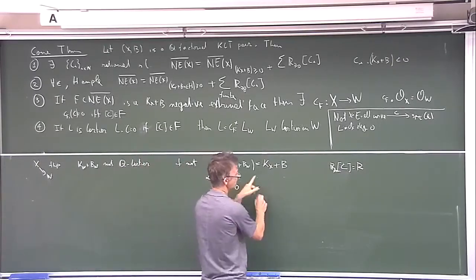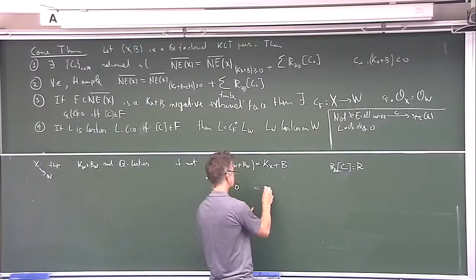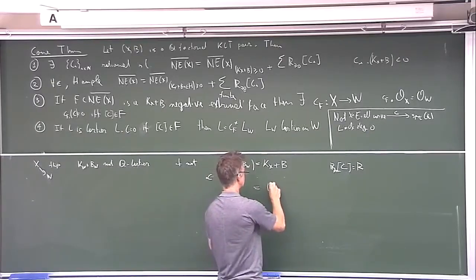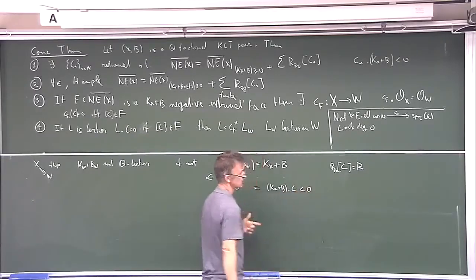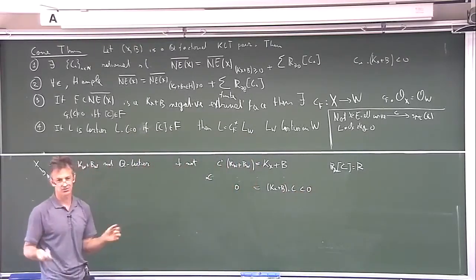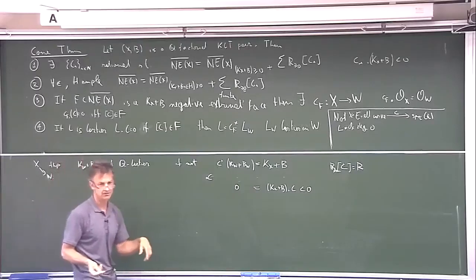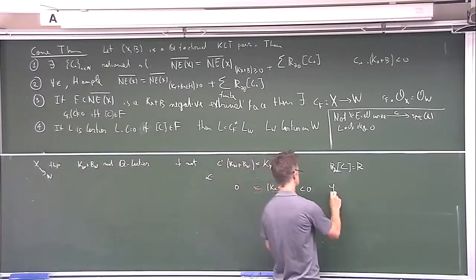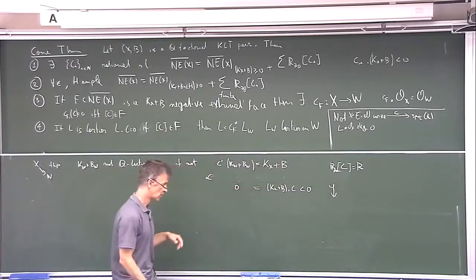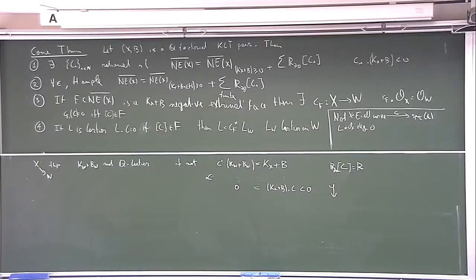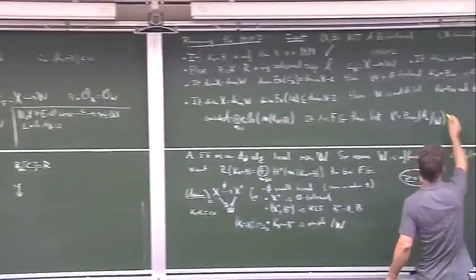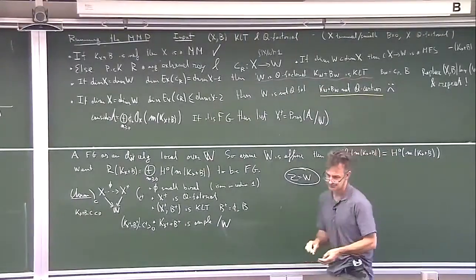On the other hand, by assumption, this number here, (K_X plus B) dot C, is negative, right? It generates a negative extremal ray. That cannot be. Contradiction. Okay, so of the many, many things that I have claimed, we believe this one now.